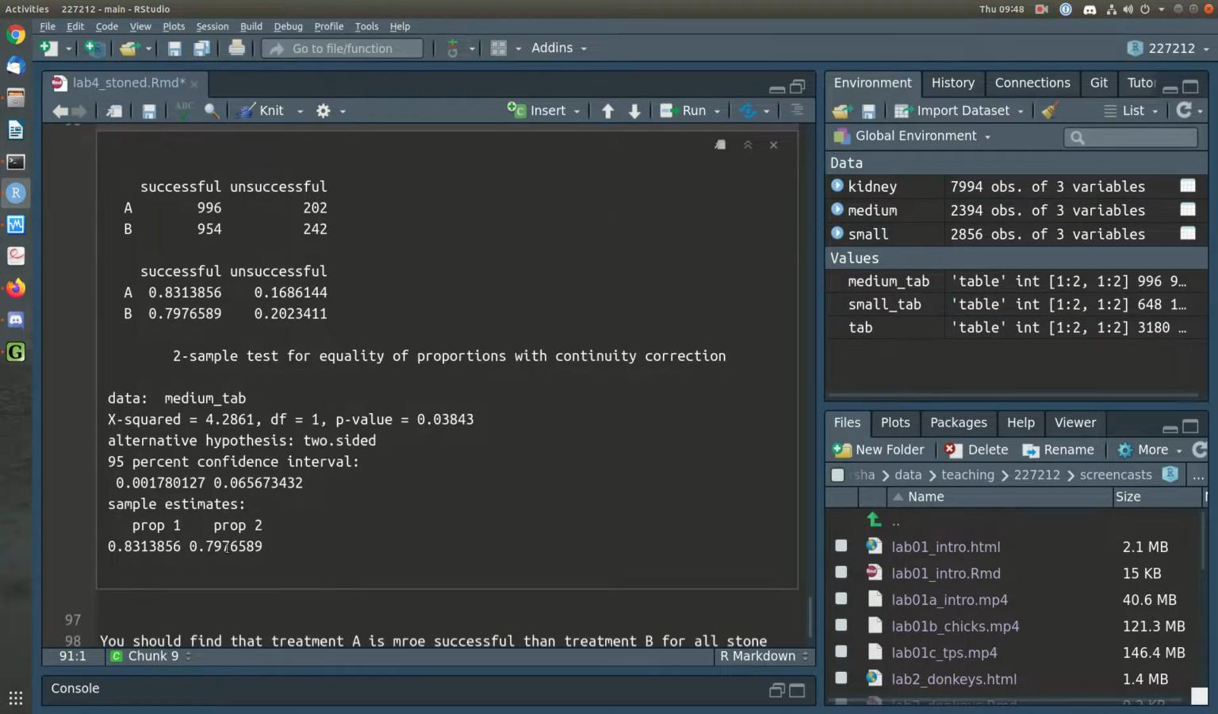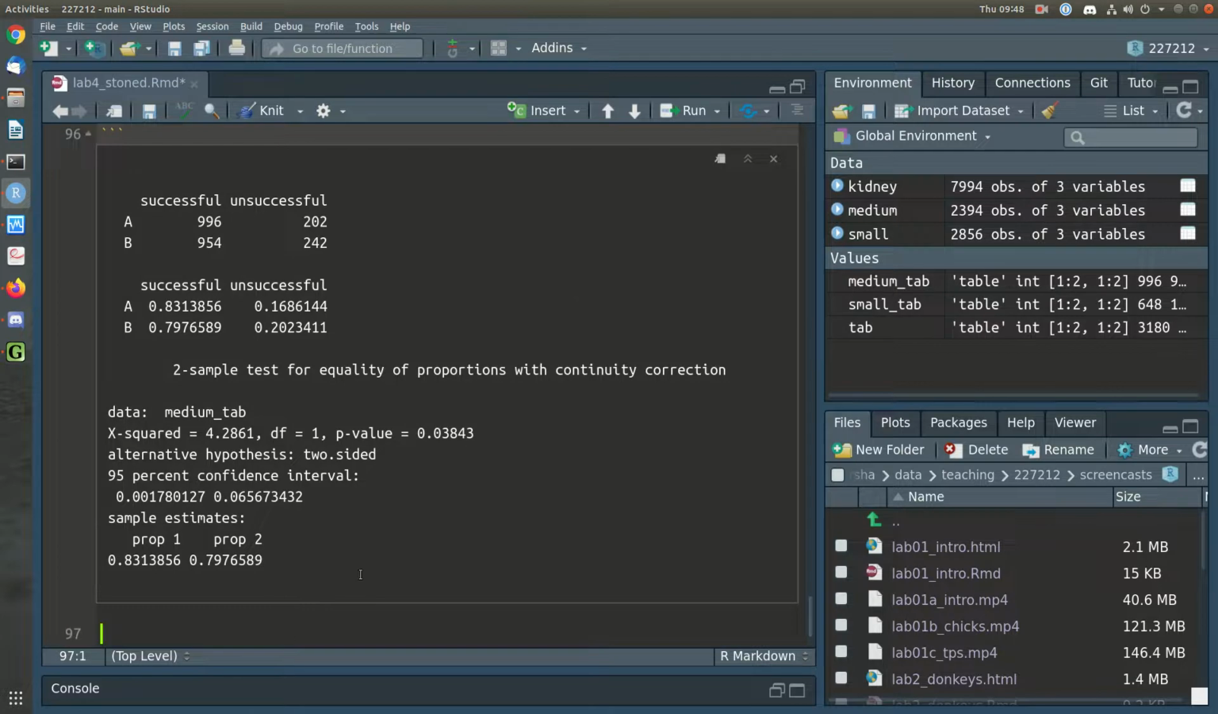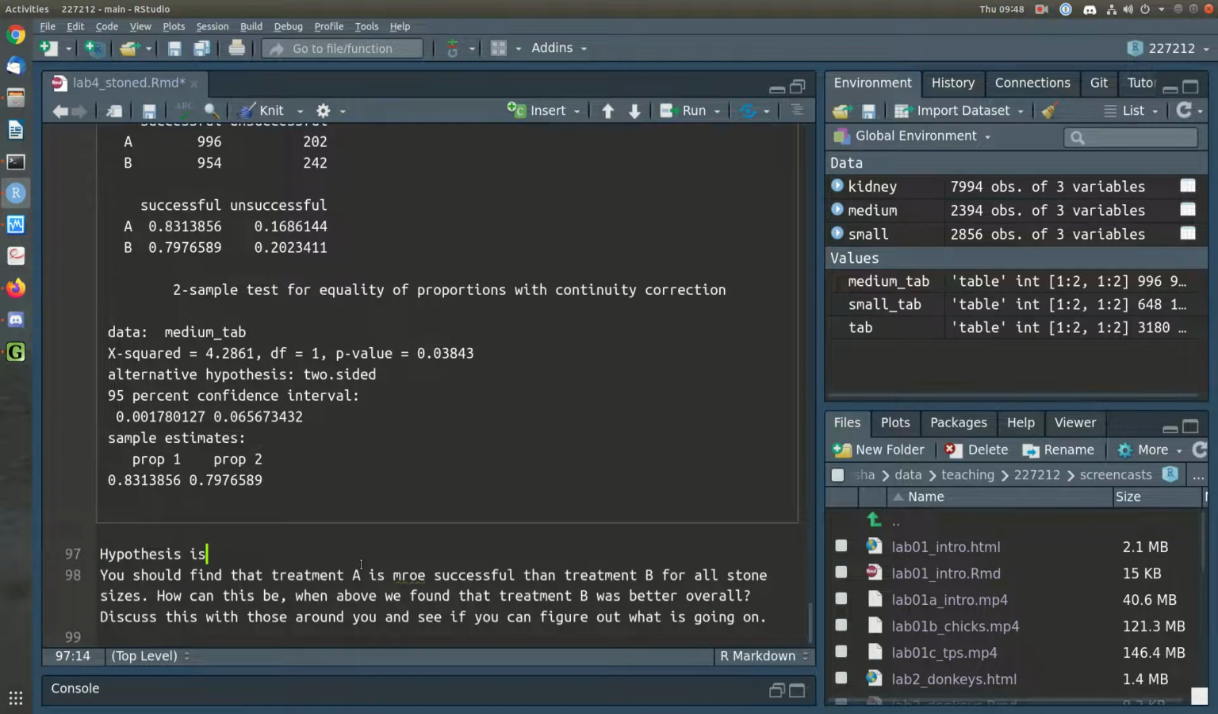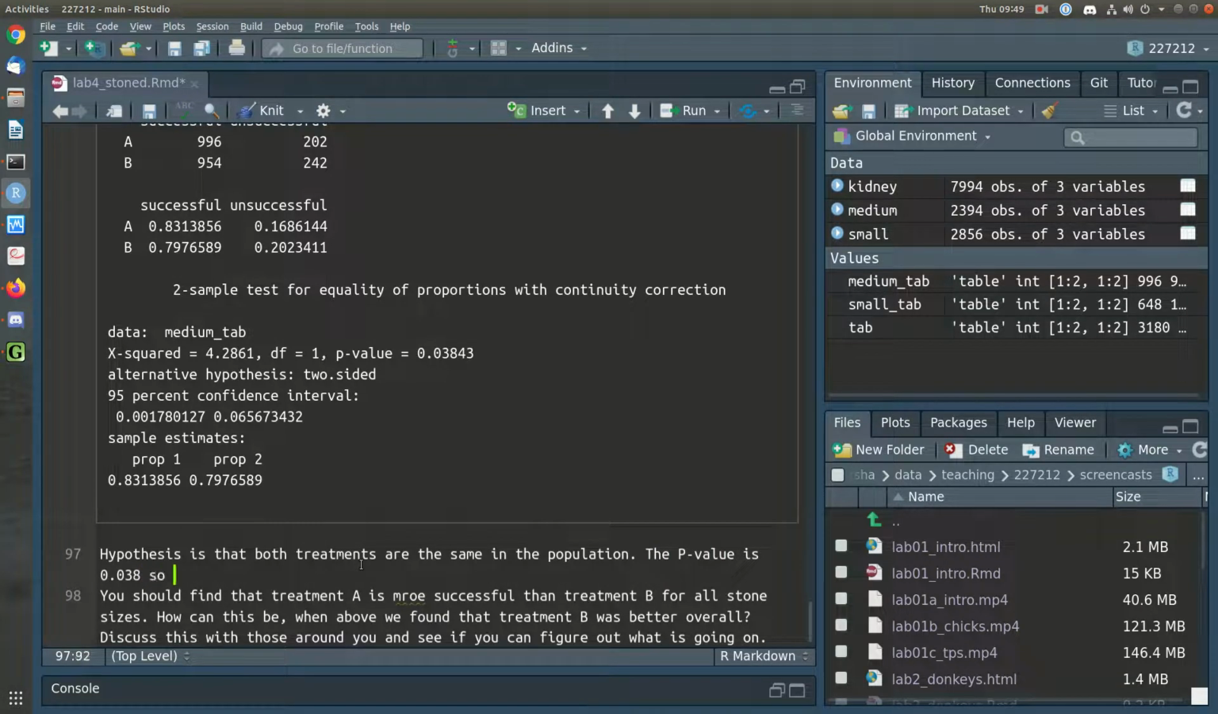From the test, we see we get the same estimates as expected. The p-value is small but not super small, so there's some evidence against the hypothesis that they're the same, and the confidence interval says the difference in the population is likely to be between 0.2% and 6.5 or 6.6%. Okay, so let's quickly write that. So the hypothesis is that both treatments are the same in the population. The p-value is 0.038, so we got reasonably lucky here.